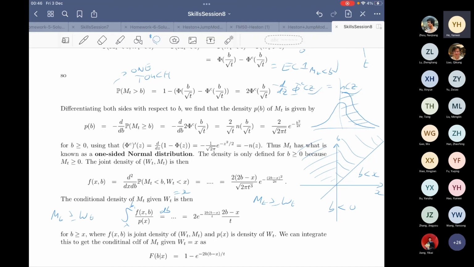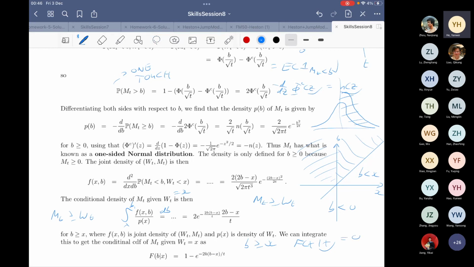If you do that calculation, just as a point of interest, you get this quite nice simple formula for the conditional distribution function, the distribution of MT given WT is equal to X, which, as I said, is only defined for B greater than X. Let's check that it seems sensible. What happens if X is B? F of X given X is 1 minus e to the 0, because that would be 0, so it will in fact be 0. Yes, that's correct. The leftmost value of the CDF is 0.